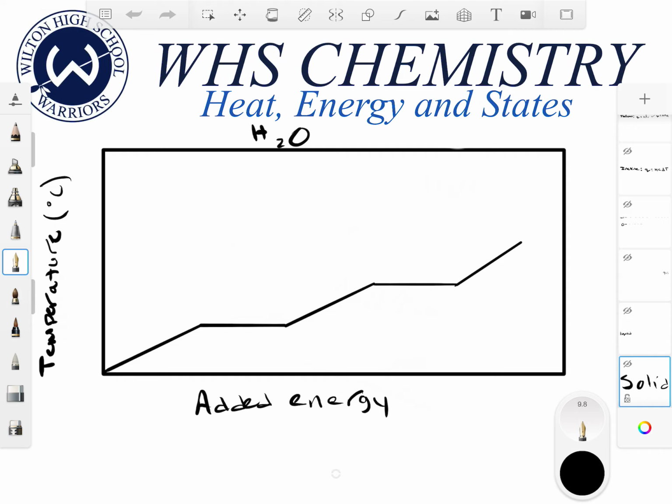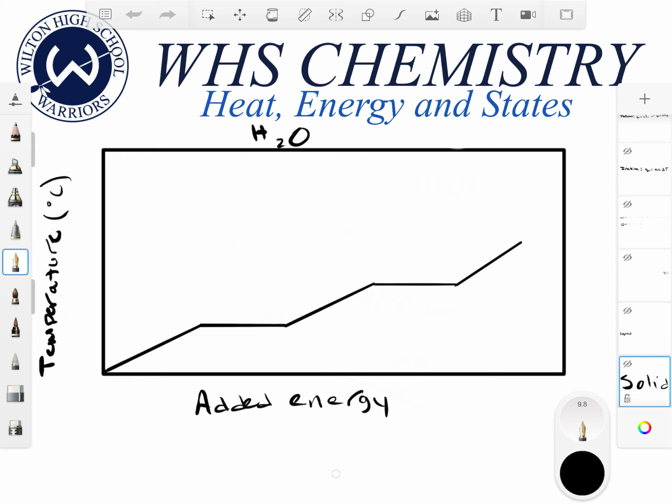On every curve, you'll see that there are 5 sections on it. There'll be 3 inclines and 2 plateaus. On the axes, the y-axis has temperature in degrees Celsius, and the x-axis has energy that is added to the compound. For this, we'll be going over the phase change diagram of water.